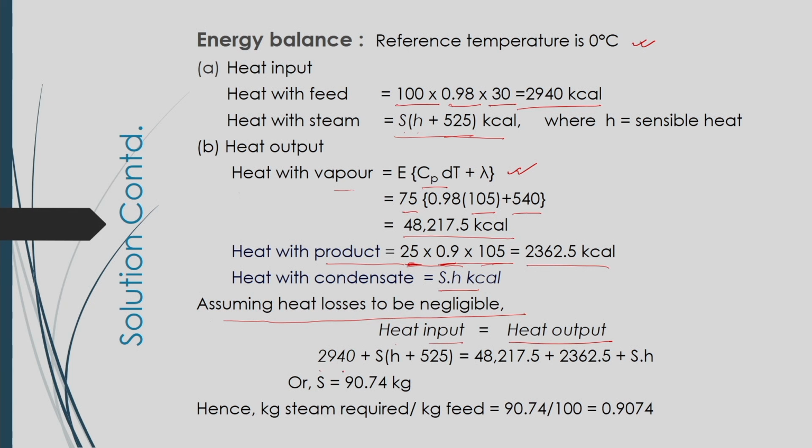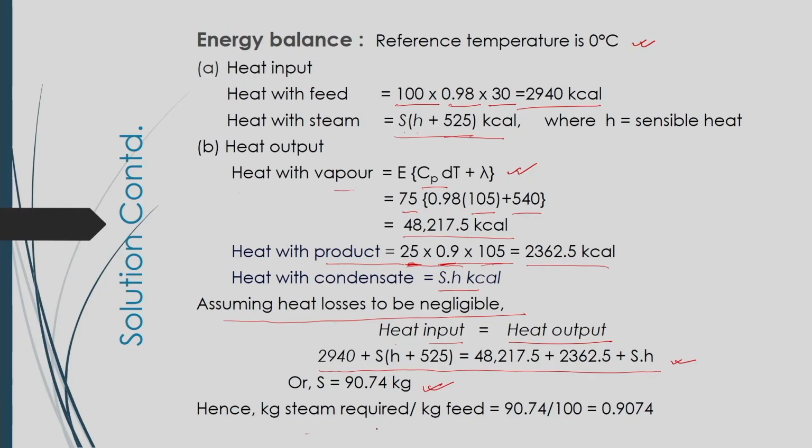So, as per the heat balance we can write this equation, and after substitution of the sensible heat and the other components, you can get the amount of steam supplied to the evaporator. It is coming out as 90.74 kg, that is supplied as steam to the evaporator to evaporate the solution inside the evaporator.